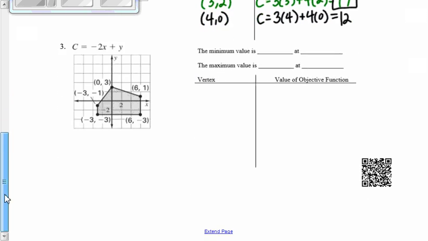And then the last one like that, so again, just looking at your feasible region, nothing different. Although you do have more vertices on this one, it looks like. So I'm going to start with negative 3, negative 1. Testing it in the new objective function, so negative 2 times negative 3, and that would be minus 1. So that would be positive 6 minus 1, which is 5.